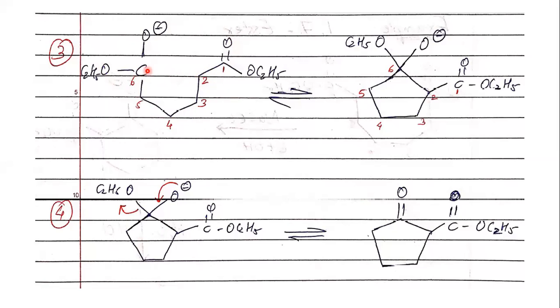So now 2 is going to attack your 6 and form this kind of cyclic 5-membered structure. If you can see the numbering, the first carbon is here, the second carbon is here, the third carbon is here, the fourth is here, the fifth is here, and the sixth has now joined to the second. So 6 and 2 are now joined. This has formed a cyclic 5-membered ring, and on the sixth carbon there are two groups, O minus and OC2H5, ethoxy. So now this 5-membered intermediate is formed.